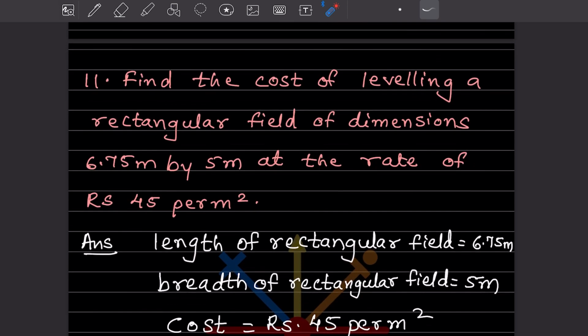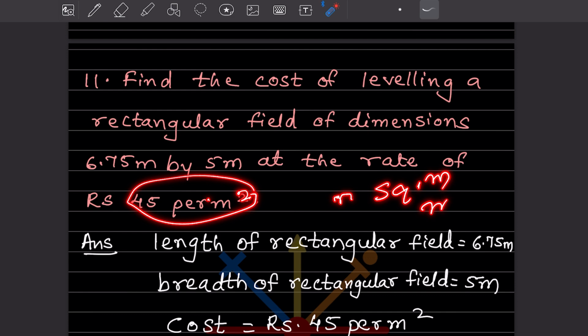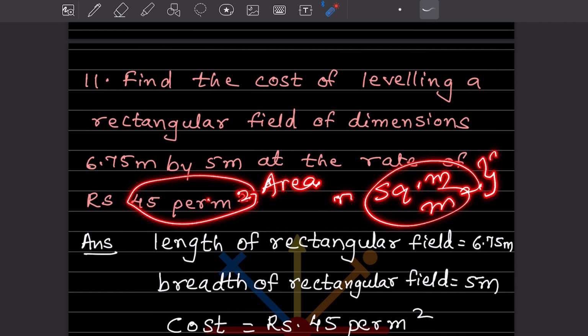Find the cost of leveling a rectangular field of dimensions. So these are the dimensions. This is the length and this is the breadth given. And this field is of rectangular shape. So at the rate of, now see here, 45 per meter square. Meter square means you can write either square meter or meter square. Both are the same. So that means this way we have to consider the area. Hope you got this. These both are the same, square meter and meter square.